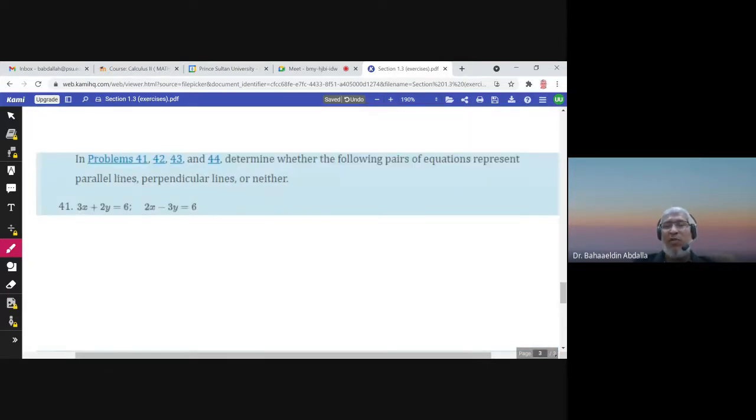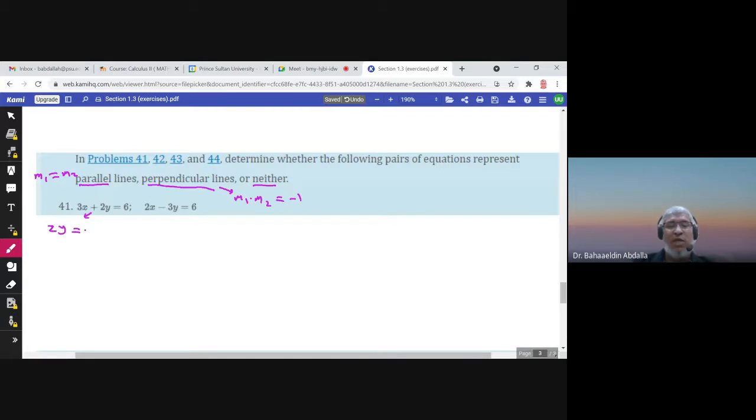Determine whether the following pairs of equations represent parallel lines, perpendicular lines, or neither. Remember, two lines would be parallel if they have the same slope, and they will be perpendicular if m1 times m2 is -1, if the product of their slopes is -1. So I have two lines here, so I need to find the slope of each line. To find the slope of this line, I will write it in point slope form.